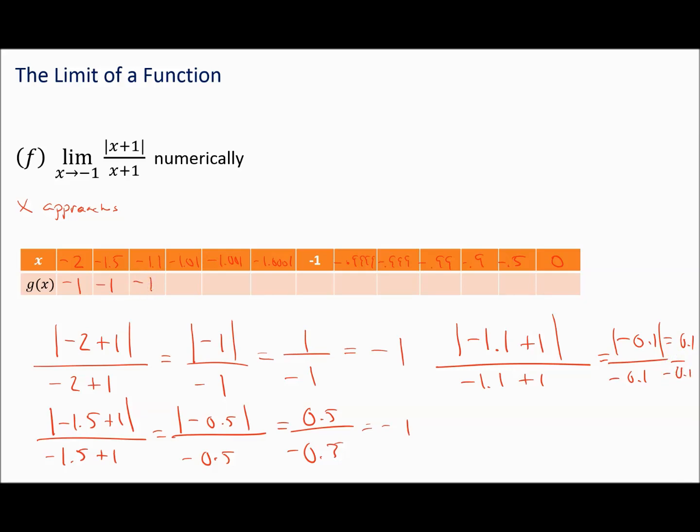Now I promise you, pause it if you don't believe me, you're going to get -1 for all of those. Okay? Because you're going to get the same value in the top and the bottom. If you plug in a number smaller than -1, like -1.00001, you're going to get a negative in the denominator, but you're always going to get a positive in the numerator, which is going to give you -1.